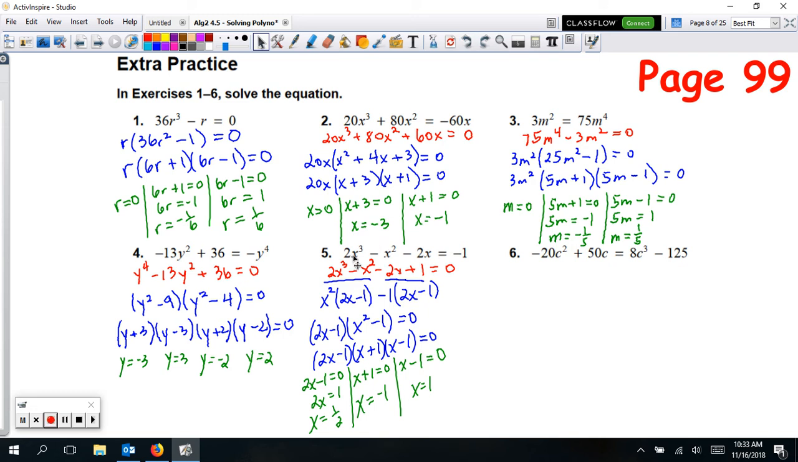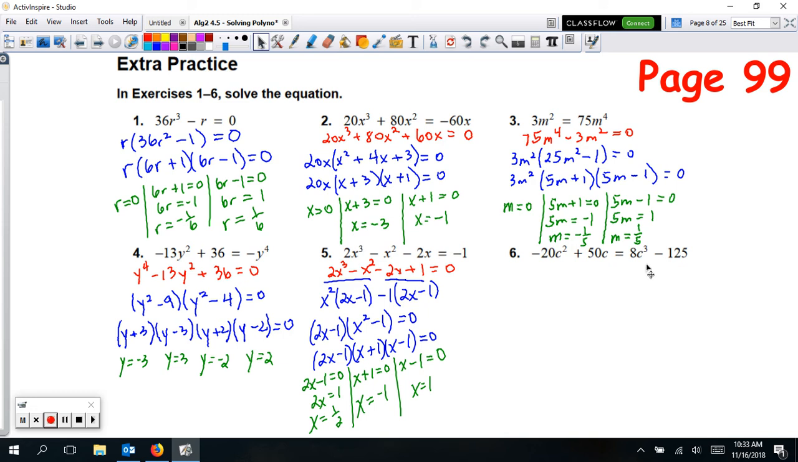Again, notice the highest exponent, our degree, was 3. So 3 was the number of possible answers we could get for this one, and we did get all 3. You can't get more than 3, but you could get less than 3. It's possible to get less than what that degree says.